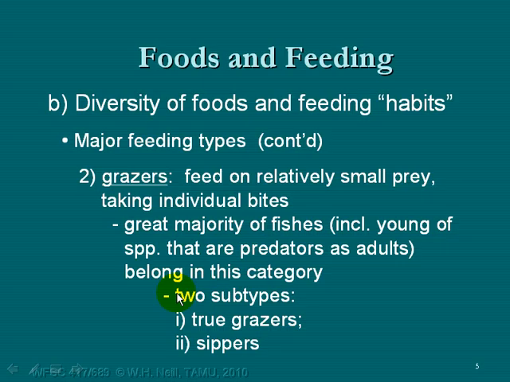But then there are the midwater grazers that you might think of as sippers. They're not really substrate associated. What they're doing is going around looking for things to eat and opening their mouths, creating a negative pressure field inside and sucking in a little water with the prey.